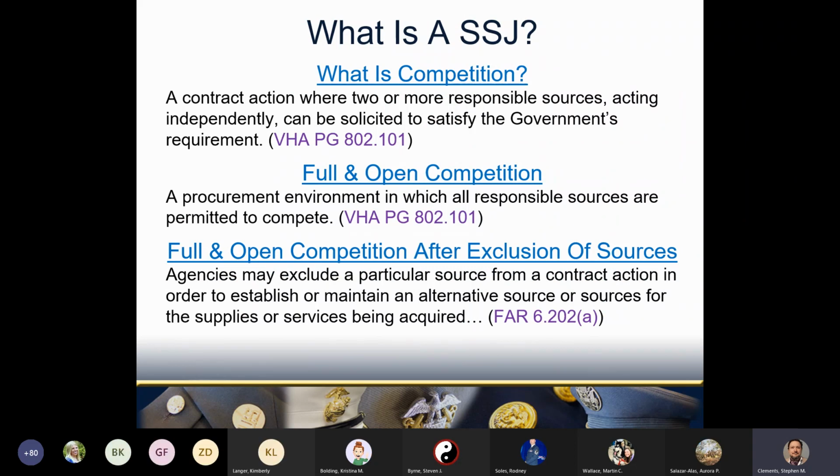Well, from the procurement guide, we get this definition: a contract action where two or more responsible sources acting independently can be solicited to satisfy the government's requirement.